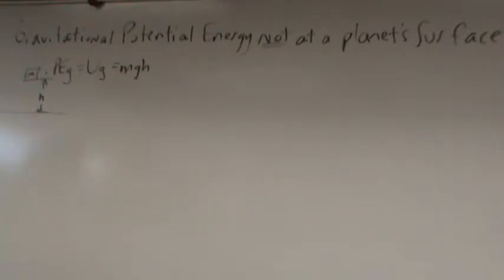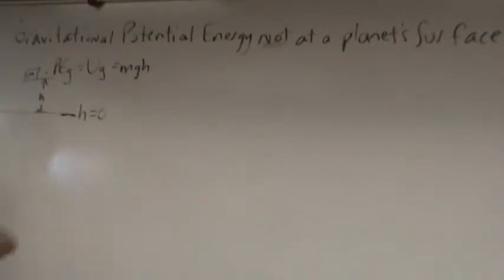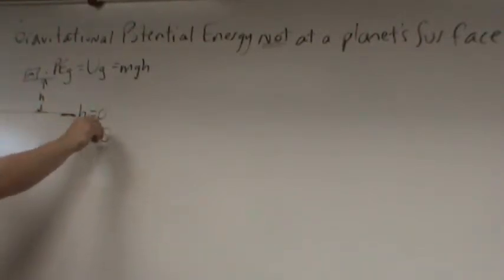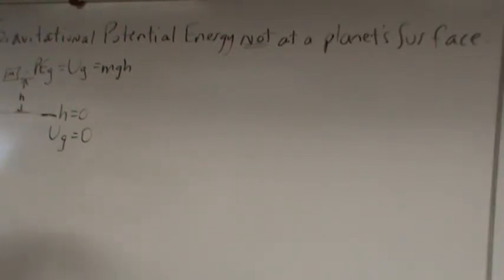I get to say this for two reasons. Number one, because I define the surface of the Earth as h equals 0, which means that at the surface of the Earth, the gravitational potential energy is 0. And I assume that at the surface of the Earth, the gravitational field is uniform. That is, the gravitational field is never changing. Whether I'm 10 meters or 20 meters or 30 meters above the Earth, the gravitational field is about the same, so I can just use mgh.